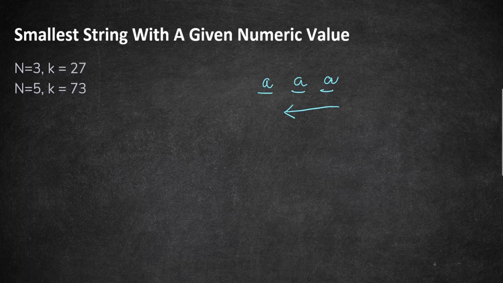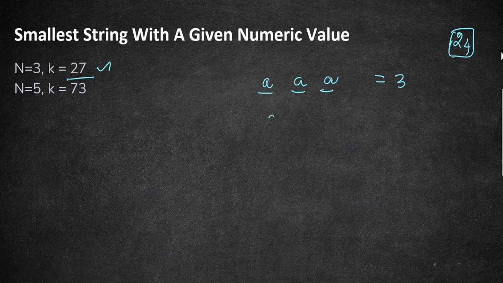Now we have all A's in our first example for n equal to 3, which sums up to 3. Our k given here is 27, so we have 24 more values to be satisfied in order to get our first example done. Our string is already formed with all A's whose sum is 3. We still have 24 more values to be filled. So let's start by overriding the last character with values.